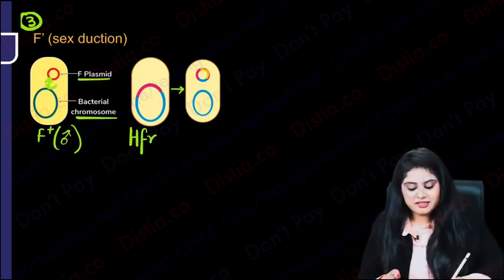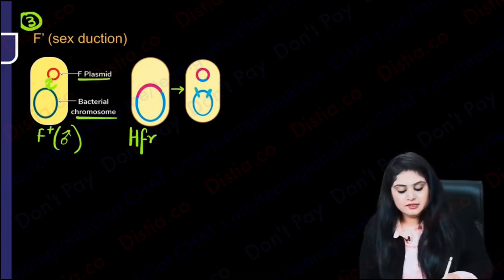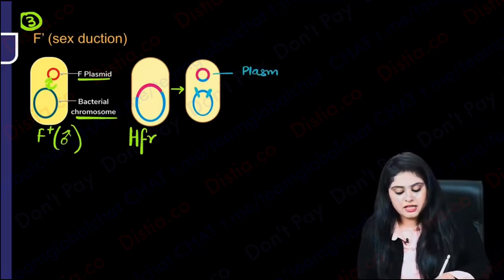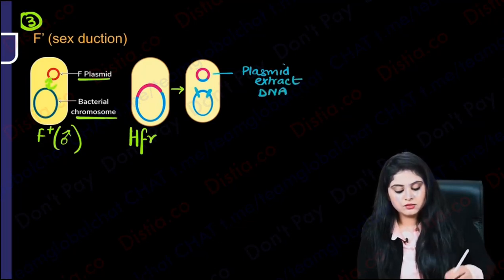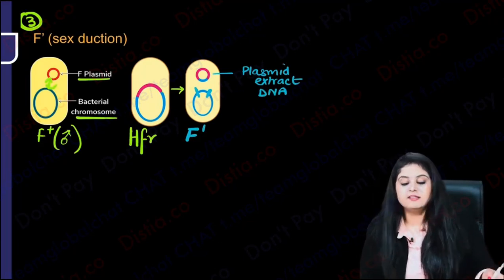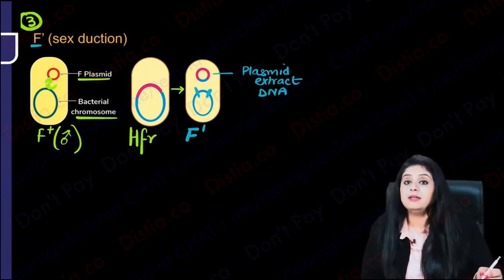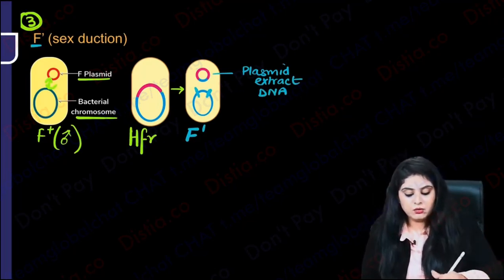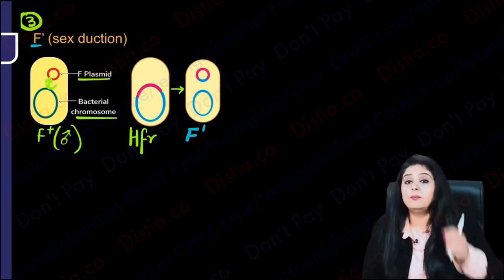So this plasmid said, wait, I will take a little bit of this also. This plasmid also extracts a little bit of the DNA of the bacteria. So can I say this cell is now known as an F prime cell? This cell is now known as an F prime cell, in which there is a little combination.